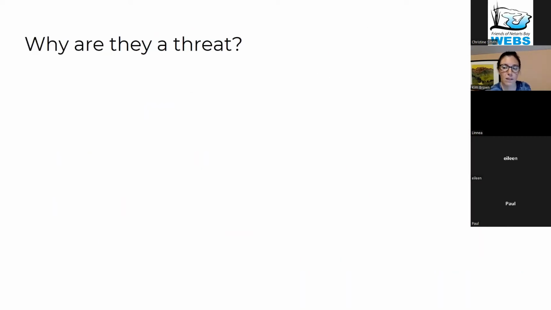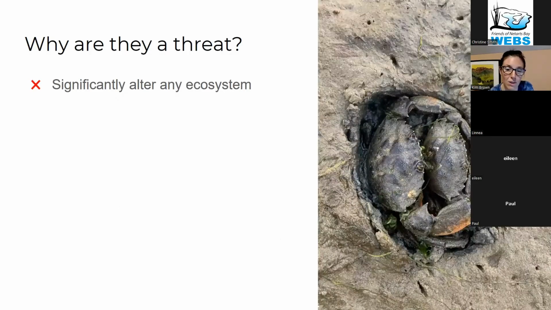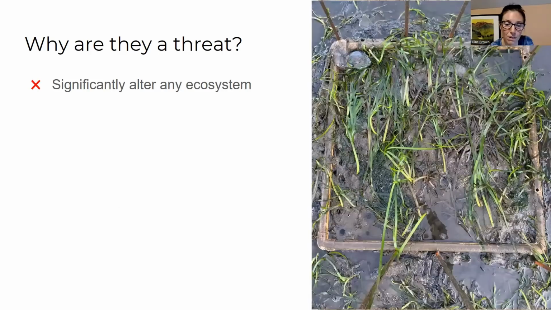So what specifically makes these crabs such a threat? To start, these crabs significantly alter any ecosystem that they are introduced to. So you see here, they've dug a major burrow in the mud flat, but they also can affect our eelgrass. They do this through their foraging. They not only clip and eat the above ground vegetation, but they will uproot the entire plant as they dig for clams or other prey underneath.